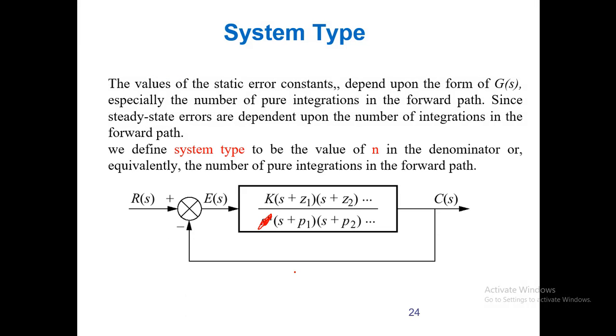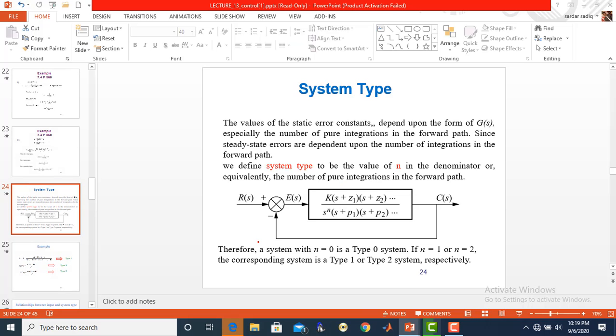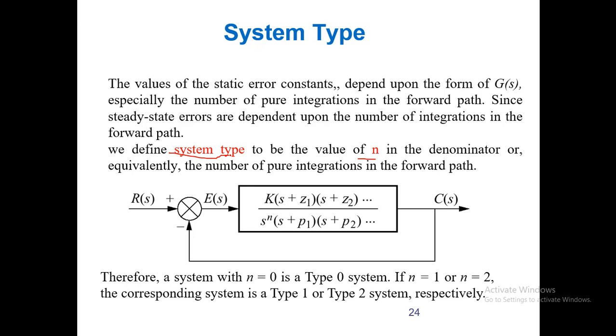So if we define the system type to be the value of n in the denominator, you will find the system type depending upon the value of n. For a system with n equal to 0, this will be considered type 0. If the value of n is 1 or 2, the corresponding system will be type 1 or type 2.